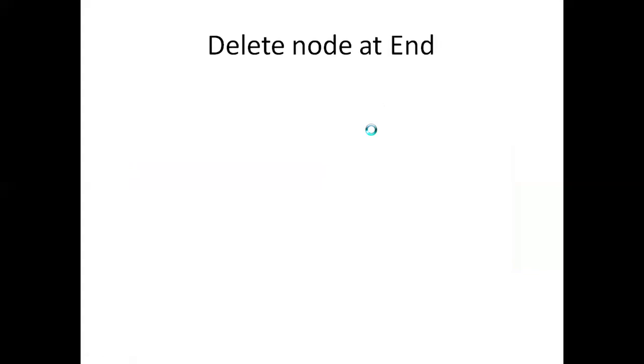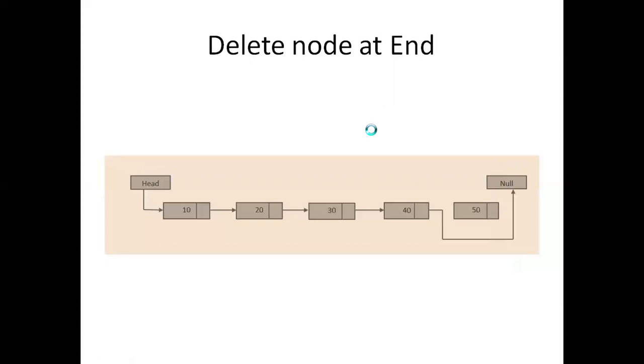Now, deleting at end position. If you want to delete the node at end position in the singly linked list, we should travel the entire list until the last but one node. Suppose we have 5 nodes. I want to delete the 50 node, meaning the last node. How can you find out that it is the last node? The last node's next field should be null. So we want to travel until 40, the last but one node. There 40 next should be null. Then we are removing the connection between 40 and 50. So this is one way to delete the node at end position.